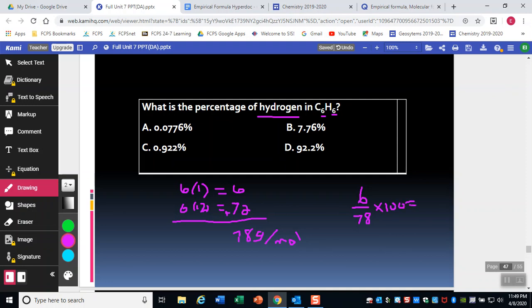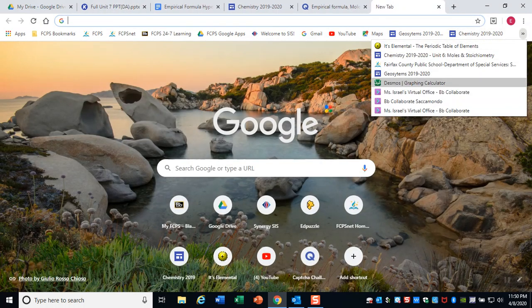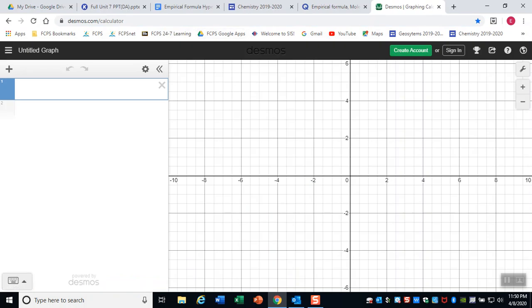All right. So let me just do that on my calculator. 6 divided by 78. And then I'll multiply that by 100, which just moves the decimal over. So 7.69.